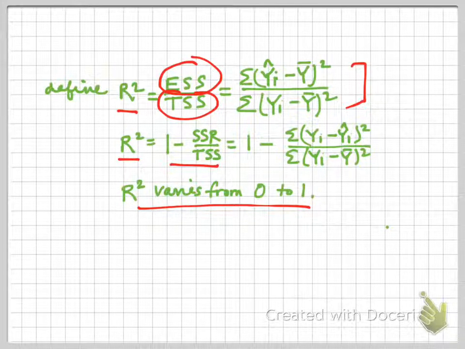Same thing, the sum of squared residuals can never be greater than the total sum of squares, so we're always having this number be a number less than 1. So 1 minus a number less than 1 is always a number between 0 and 1. So that's our definition of r-squared.